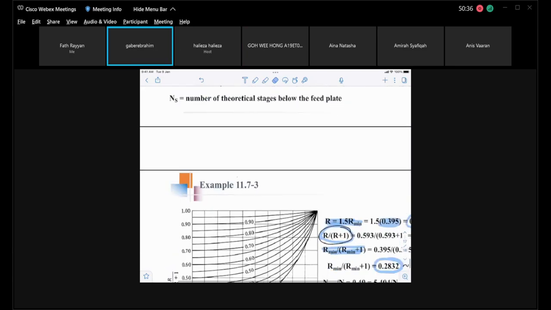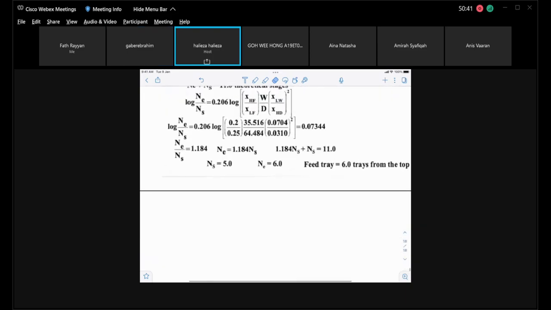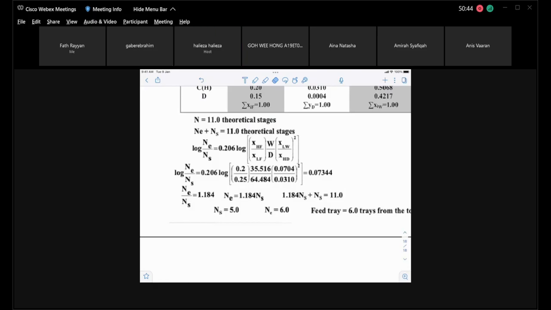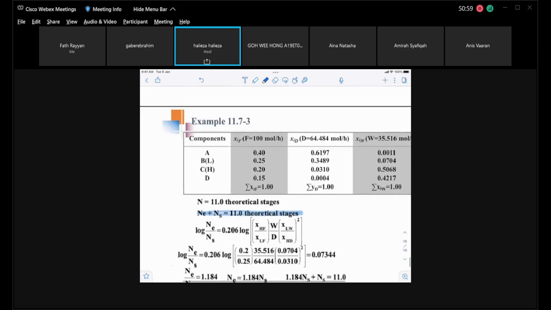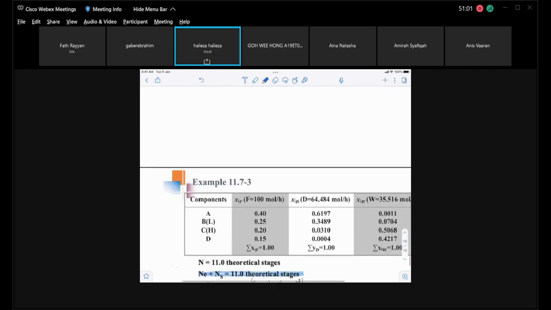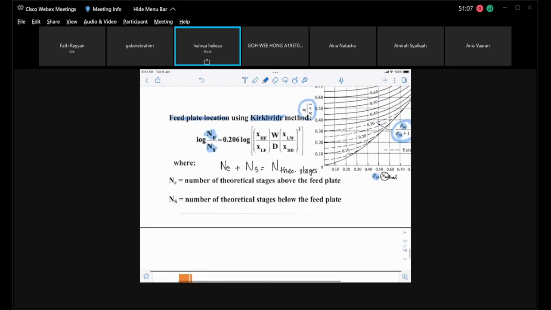Okay, let's look at the solution. Okay. So that is stages. Okay, guys, let's continue. The actual number of stages is 11. So the number of stripping sections plus the number of enriching sections should be equal to the number of theoretical stages. So now you have two equations. This is one of the equations. This is the second equation. You will solve them simultaneously.